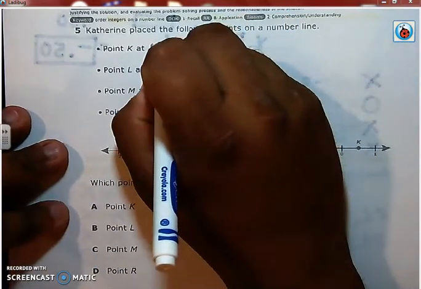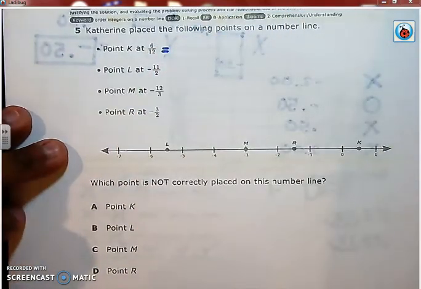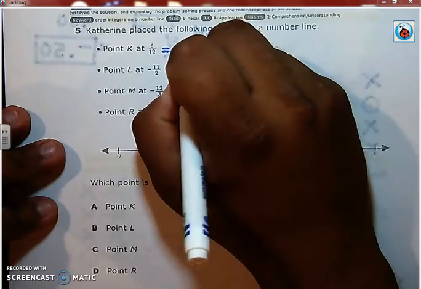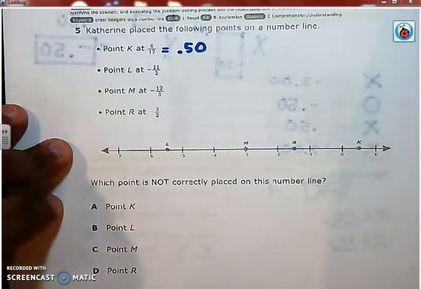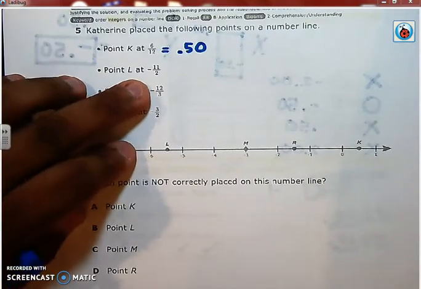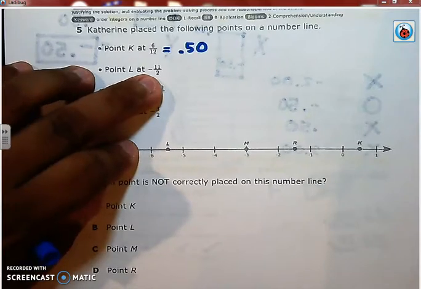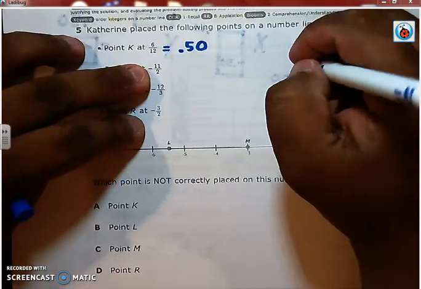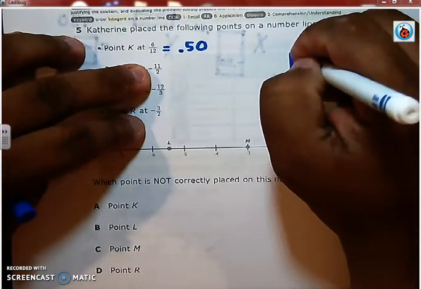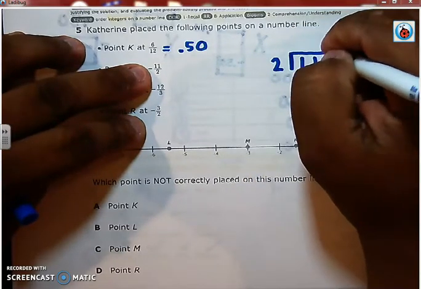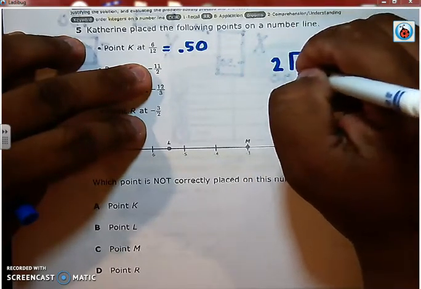6/12 is the same thing as the fraction 1/2. And I have learned that 1/2 is 50 cents. 50 cents. Point L is at -11/2. So 11/2. Let's divide it and see what that gives us. 11 on the inside, 2 on the outside. Turn it into money. Bring up the decimal, underline the first one.